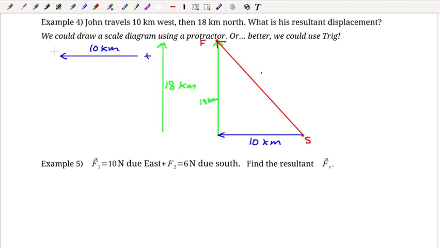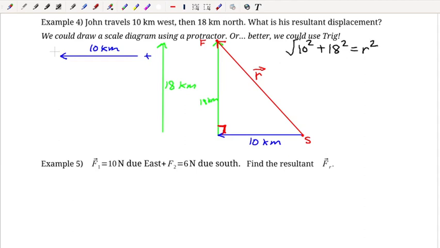So I want to know how long is this resultant. I'm going to call it R, the result of adding 10 kilometers west and 18 kilometers north. Well, what I'm looking at right now is just a right triangle. And we know with right triangles, we can always use the Pythagorean theorem to find the hypotenuse. So that's exactly what I'm going to do. I know a squared plus b squared equals c squared. So in this case, that's going to be 10 squared plus 18 squared equals R squared. And I'm going to solve for R.